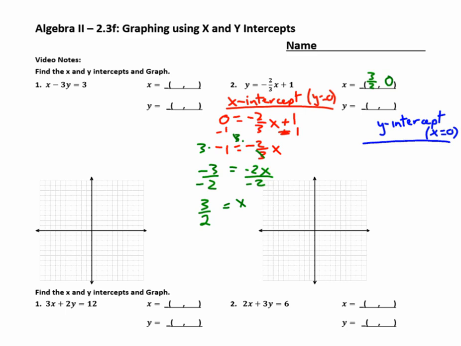And well, when I graph that, 3/2 is 1.5. Okay, so 1.5 is like right there. If it comes out negative, it would be on the other side. This is positive, so we're going to go to the right-hand side.